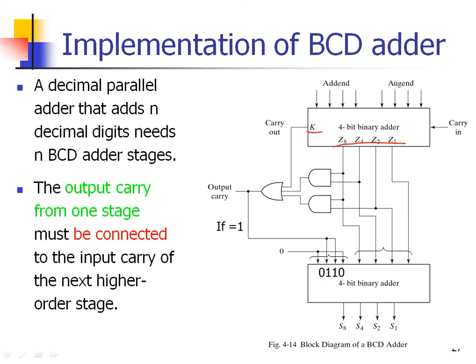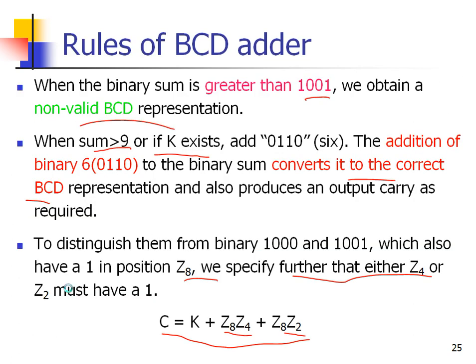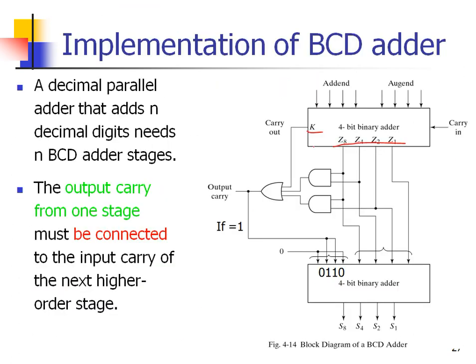See, based on the equation, we need to perform K or Z8 and Z4. See, K, and then we have to perform OR between Z8 and Z4. And similarly, the next case is Z8 and Z2. These go to an OR gate, which performs an OR operation.